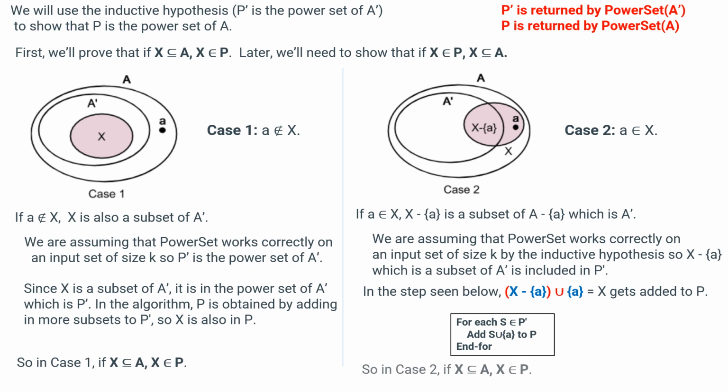So for case 2, we've shown that even if this set includes the a, the thing that gets taken away, and we're assuming it's a subset of A, that will show up in what's returned for P. So anything that's a subset of A is going to show up in what's returned for P.